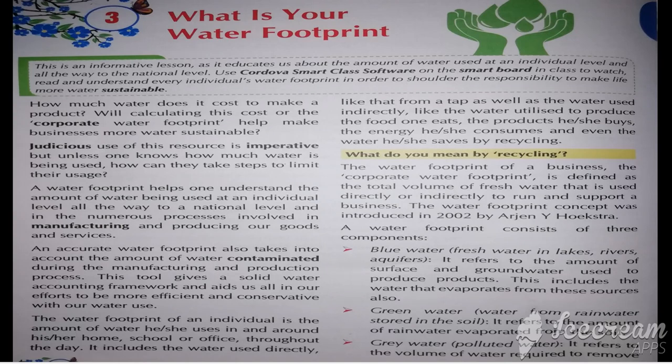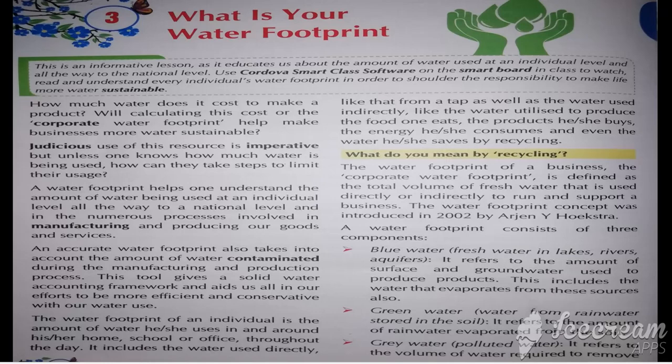Okay, now see the next. An accurate water footprint also takes into account the amount of water contaminated. What do you mean by contaminated? Contaminated means defective, we can say, during the manufacturing and production process. These tools give a solid water accounting framework and aid us all in our efforts to be more efficient and conservative with our water use.